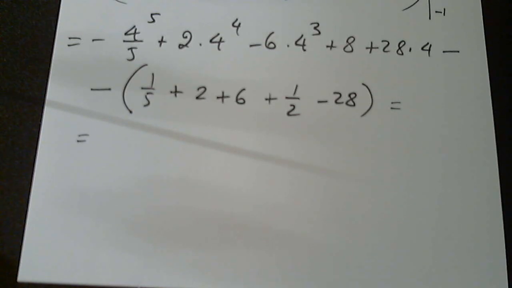So -4 to the fifth power divided by 5, and then plus 2 multiplied by 4 to the fourth, and then minus 6 times 4 to the third. I know that is 64, but I wrote it now, so it's okay. And then plus 8, and then plus 28 times 4, and then minus 1 divided by 5, and then minus 8, and then minus 0.5, and then plus 28.